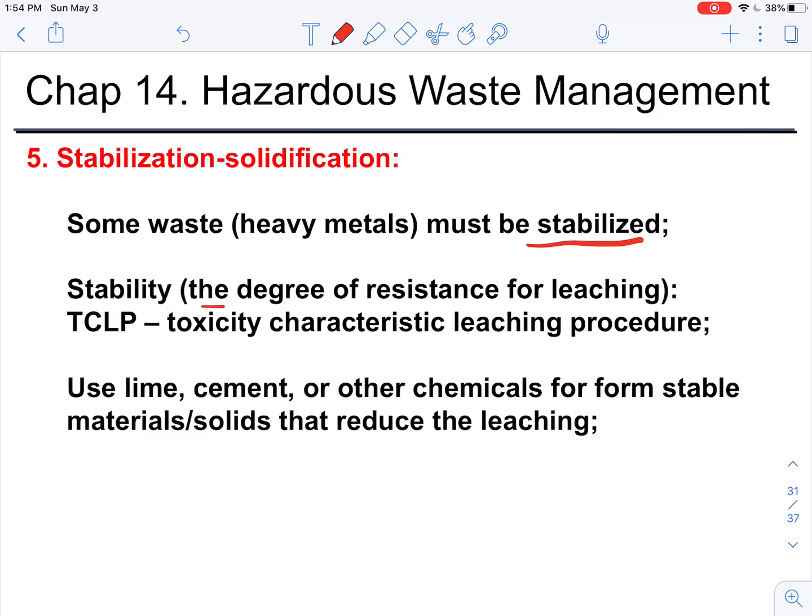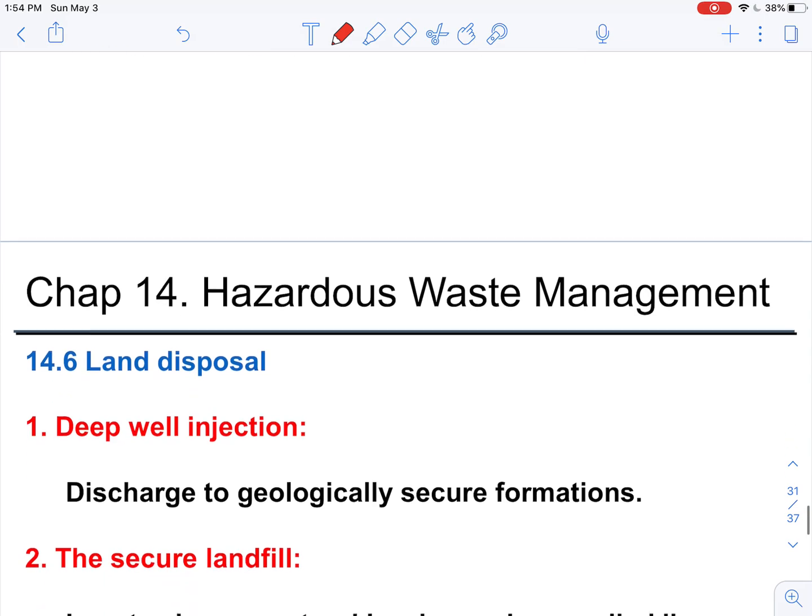So stability simply means the degree of resistance to leaching, generating more liquids coming out of these hazardous materials, okay? So we can use lime, cement, or other chemicals for forming stable materials that can reduce the leaching.